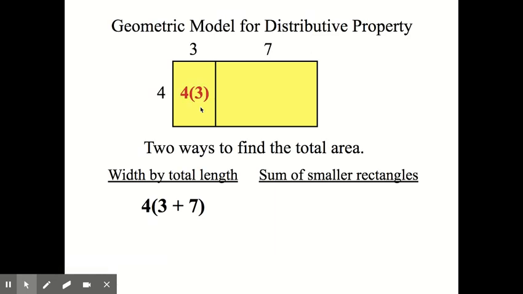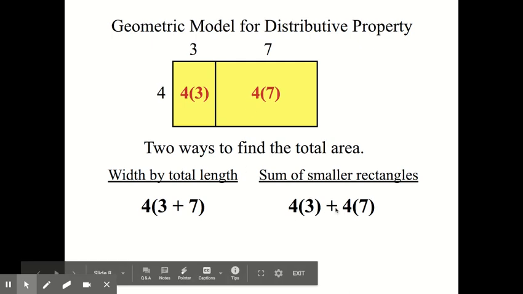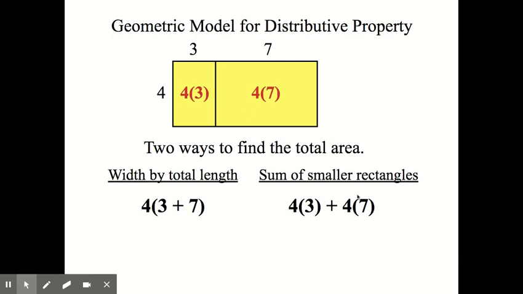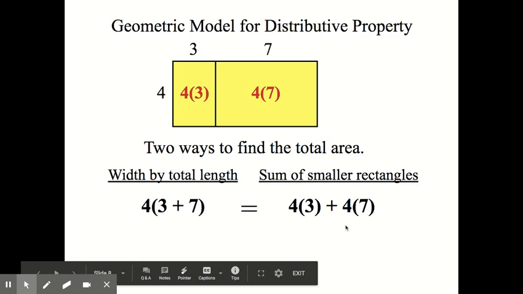This would be 4 times 3. This would be 4 times 7. And 4 times 3 is 12, plus 4 times 7 is 28. And they're equal to each other because 12 plus 28 is 40.